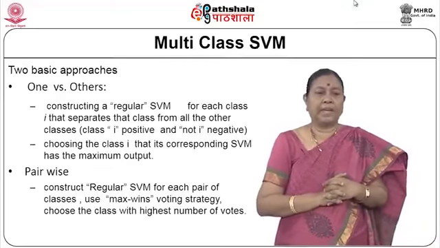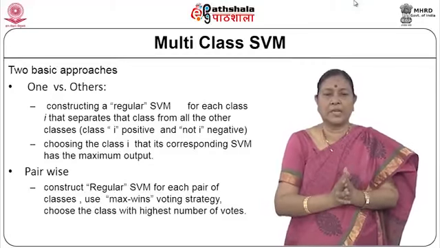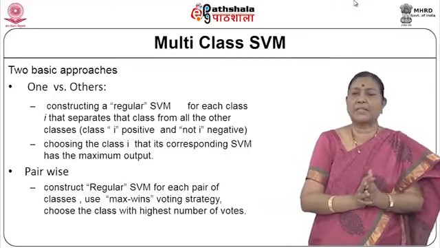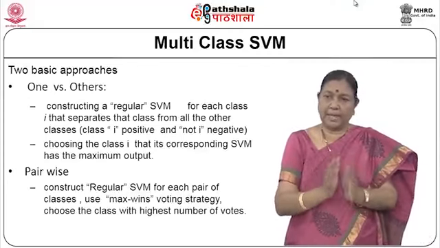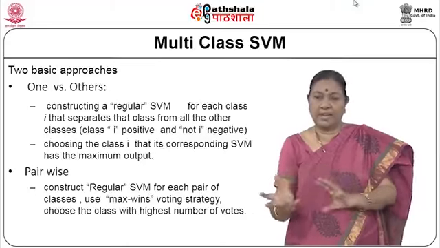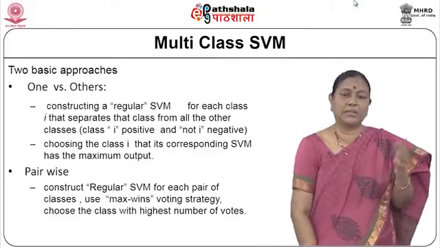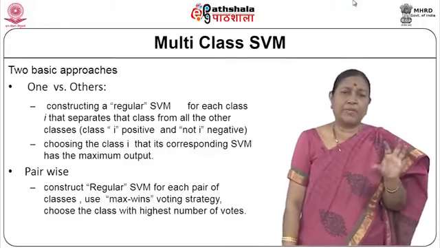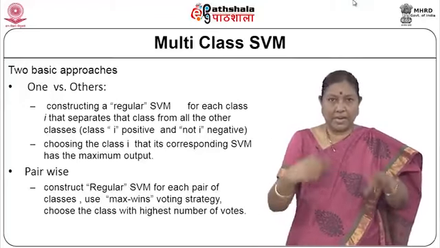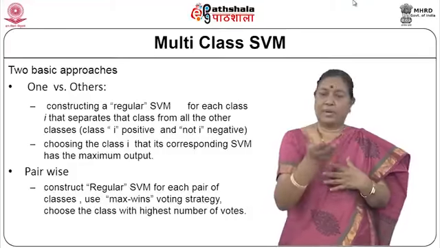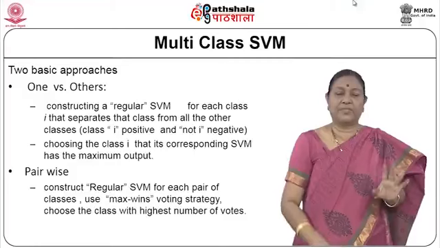Now, pairwise you can construct a regular SVM for each pair of classes using a max wins voting strategy. Choose the class with the highest number of votes. So, here you can take a regular SVM, take each pair AB, BC, CD and AD, and then see which one suits better. So, this is the way of tackling multi-class with SVM. Actually, we have not changed the concept of SVM. The only thing is we are using multiple SVMs in different ways, one versus others method or pairwise method, to find the correct classifier using a binary SVM only.